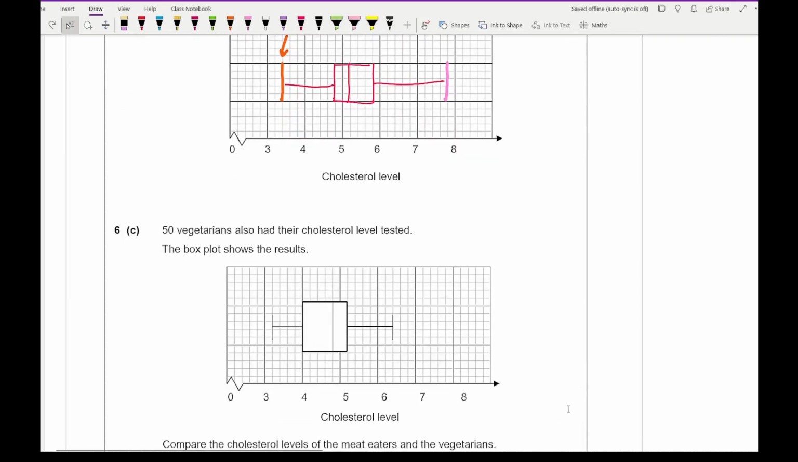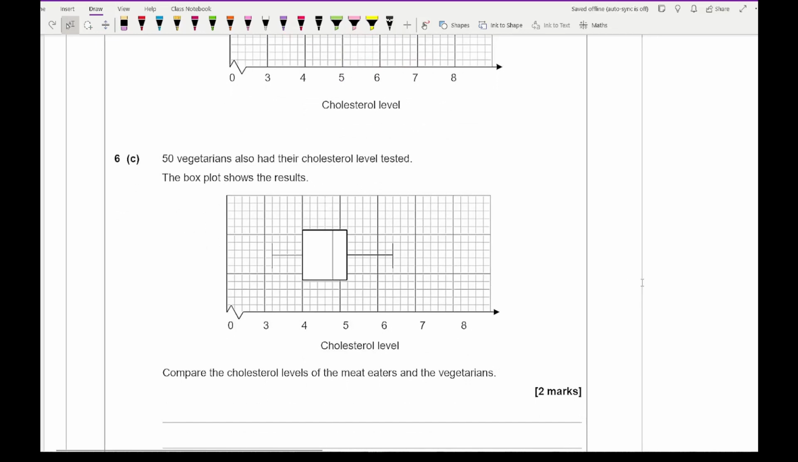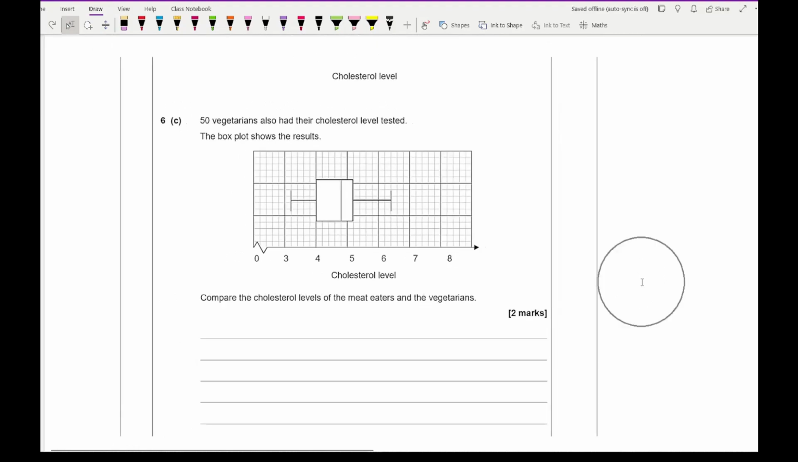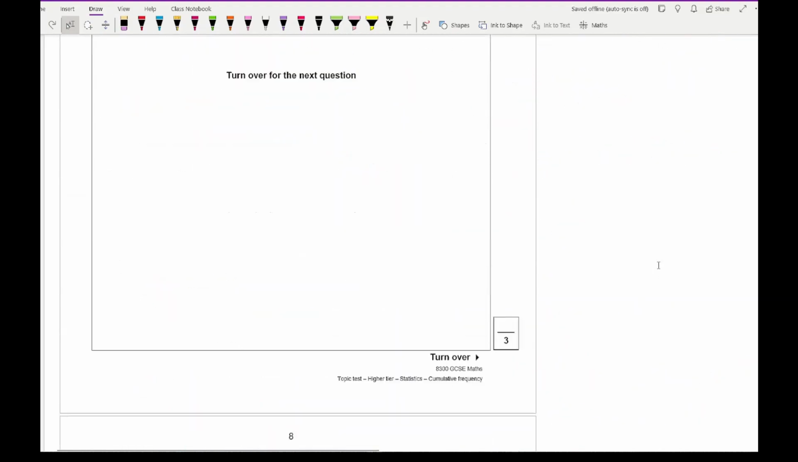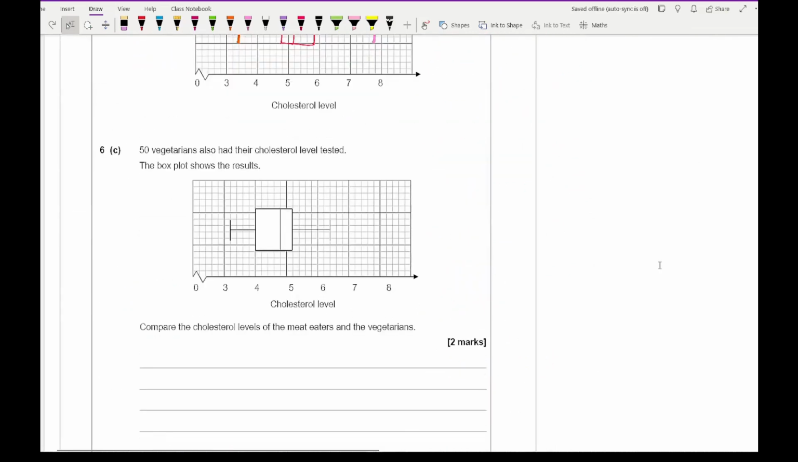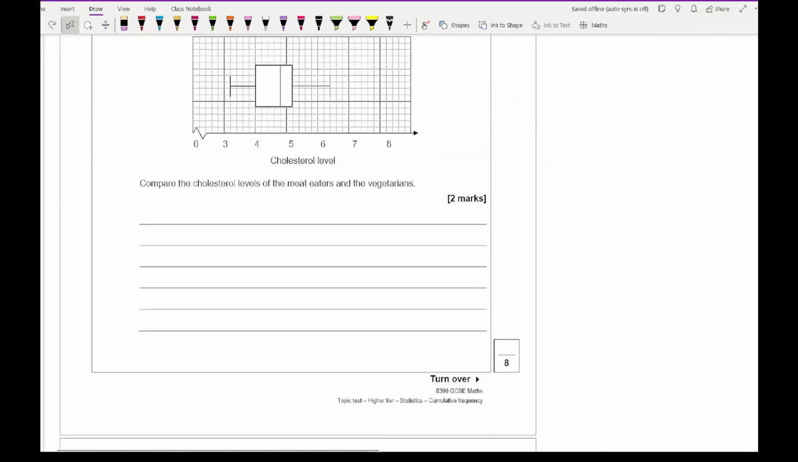Then it says part C, 50 vegetarians also had their cholesterol levels tested. The box plot shows the results, and it says compare the cholesterol levels of the meat eaters and the vegetarians. So again, if you've watched the video on box plots, when commenting on comparing box plots, you always want to comment on two things. You want to compare on where the median is, which is the average, and compare on the consistency, which is the size of the box.